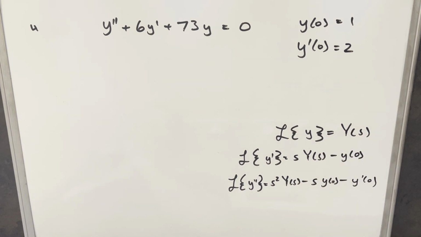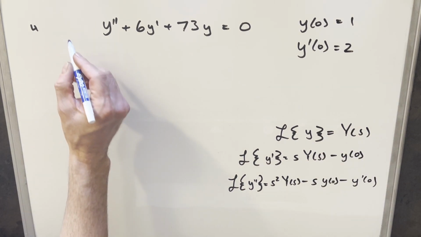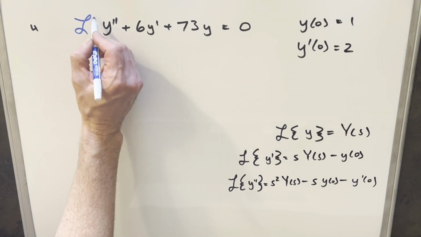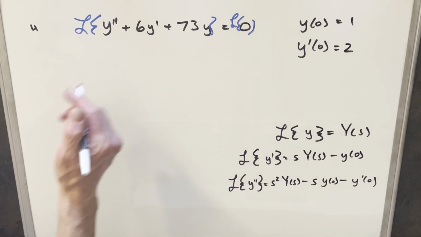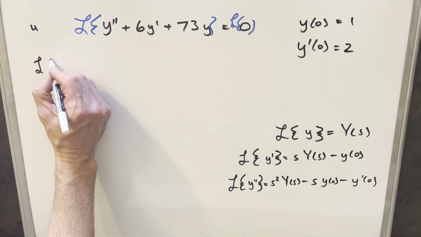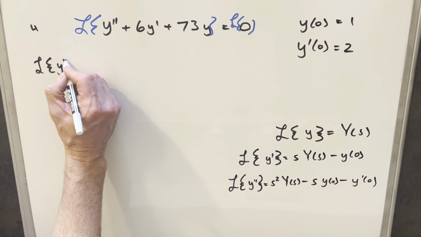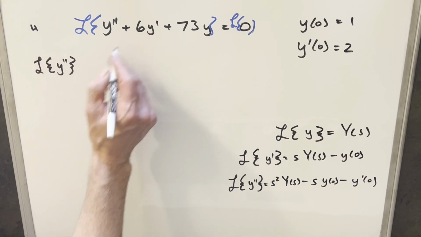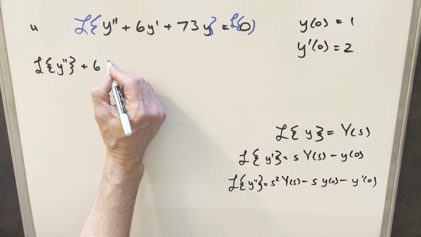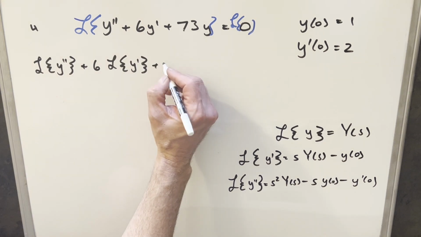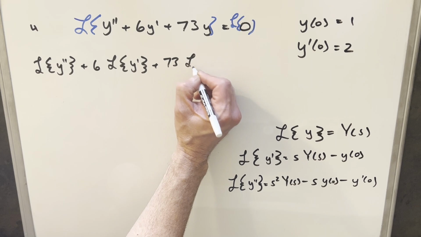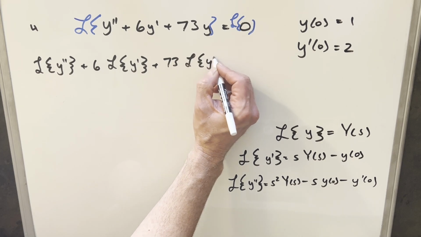So to get started with this, we'll do what we've done in the previous videos on these, and we just want to start by taking the Laplace transform on both sides of the equation. On the left side, we can actually break it up. We'll have our first term as Laplace of y double prime. Then we're going to take out a 6 in front, and we'll just have the Laplace of y prime. And then I'll take a 73 out front, and we'll just have the Laplace of y.